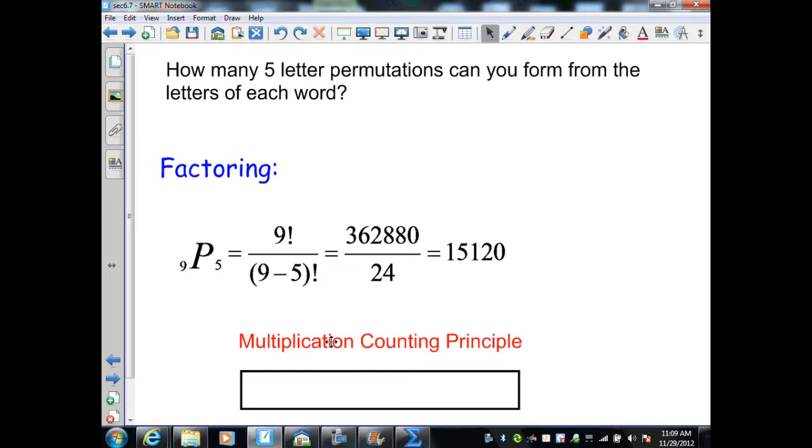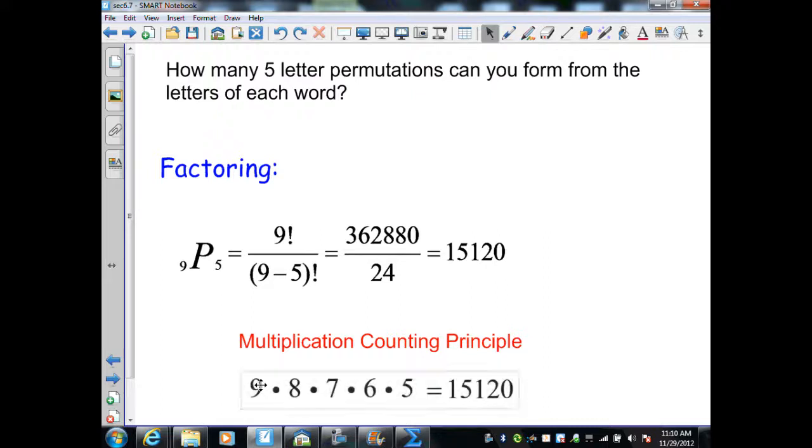15,120. I also could use the multiplication counting principle, but not use 9 factorial, because I have 9 letters, but I'm only selecting 5 of those letters to arrange. So what I need to do is, for my first letter I would select, I have 9 choices, then 8, then 7, then 6, then 5. In other words, 1, 2, 3, 4, 5. And when I multiply those out, I get 15,120. In other words, either method will give me the same solution.